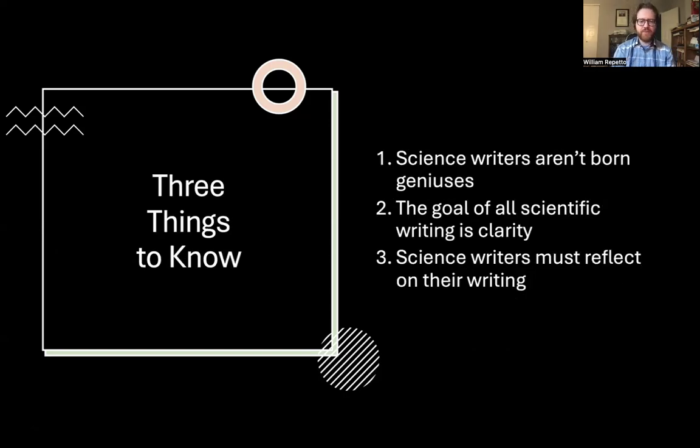So Stephen Hurd says there's 3 things to know about science writers and science writing. I'm sure if you asked him, he would say there's much more to know. But here are 3 things he does list in his book. He says, first, science writers aren't born geniuses. And so this goes along with a theme of my course.